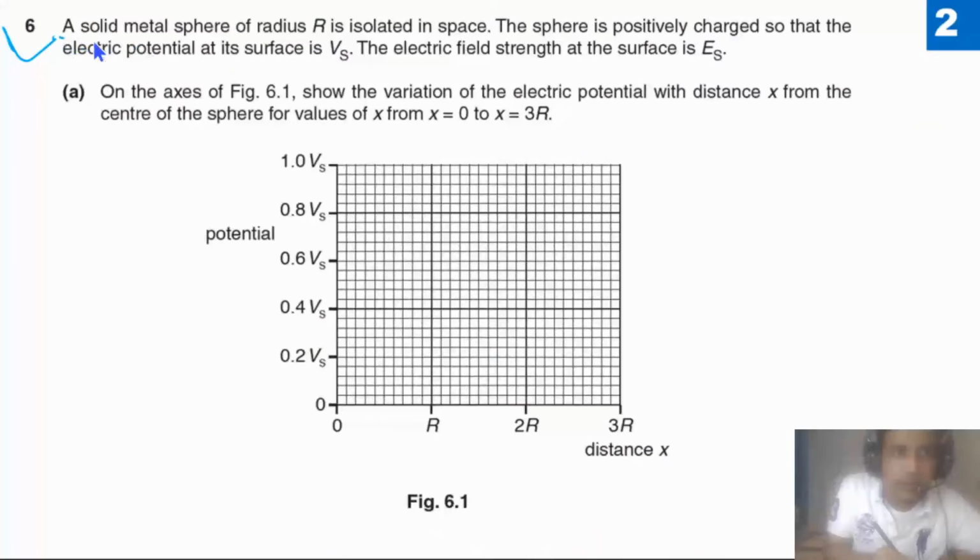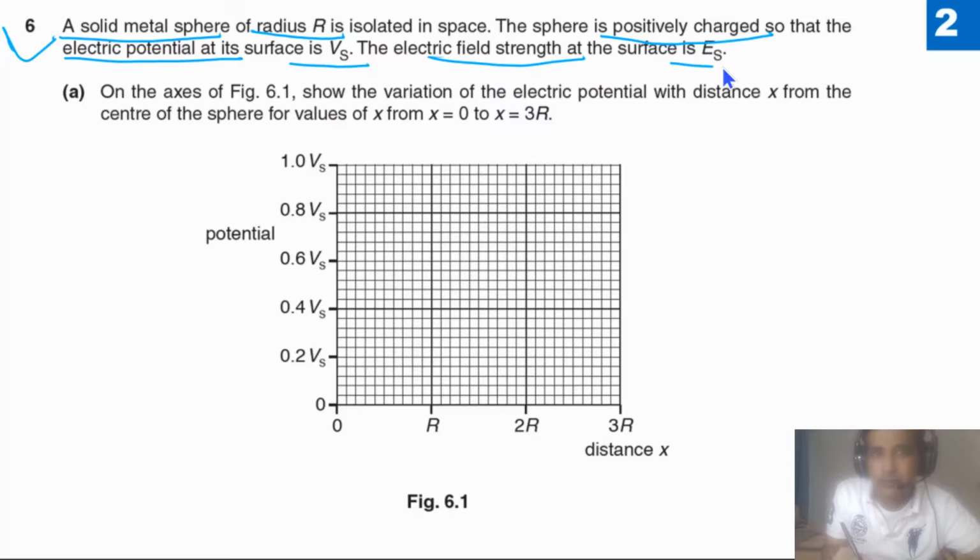Question 6 says, a solid metal sphere of radius capital R is isolated in space. The sphere is positively charged so that the electric potential at its surface is Vs. The electric field at the surface is Es. For part A, on the axis of figure 6.1, show the variation of the electric potential with distance x from the center of the sphere for values of x from x equal to 0 to x equal to 3R. So this question is basically about potential and distance.